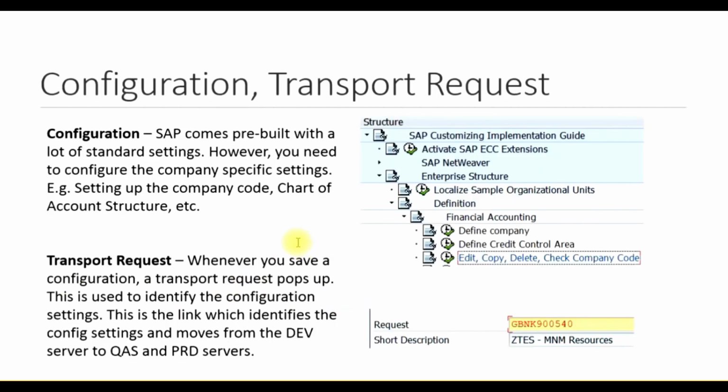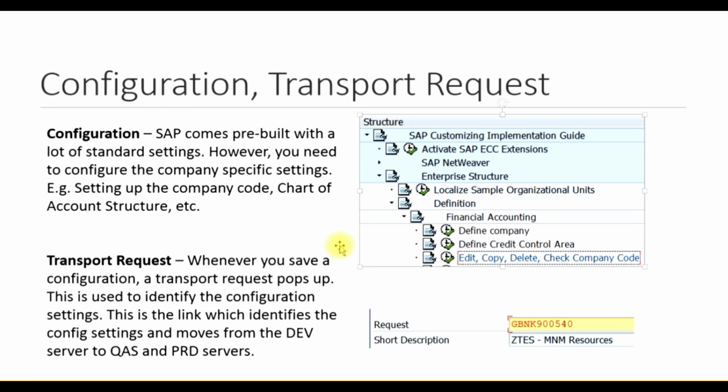Let's look at configuration. Now this is the main SAP menu path for your configurations. SAP comes pre-built with a lot of standard settings, but however you need to specifically configure based on your company's needs. For example, you have to set up your company in SAP with the company code and your company details. You will set up your bank account in SAP. You will set up your chart of accounts, your general ledger structure, all your assets, accounts payables, accounts receivable. All these settings have to be set up in SAP, and this is called the configuration.